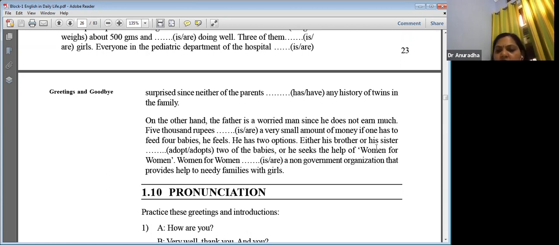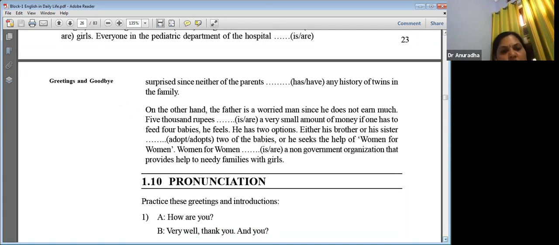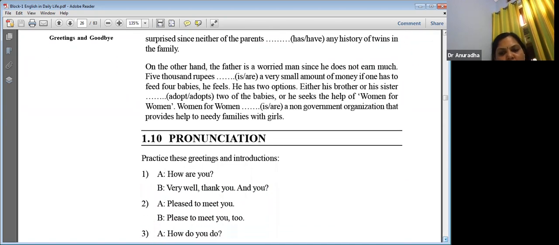Either his brother or his sister adopts two of the babies or he seeks the help of Woman for Woman. Woman for Woman जो है ये एक organization का नाम बता रहे हैं. Is a non-government organization that provides help to needy families with girls. I hope ये subject verb agreement आपको समझ आ गया.